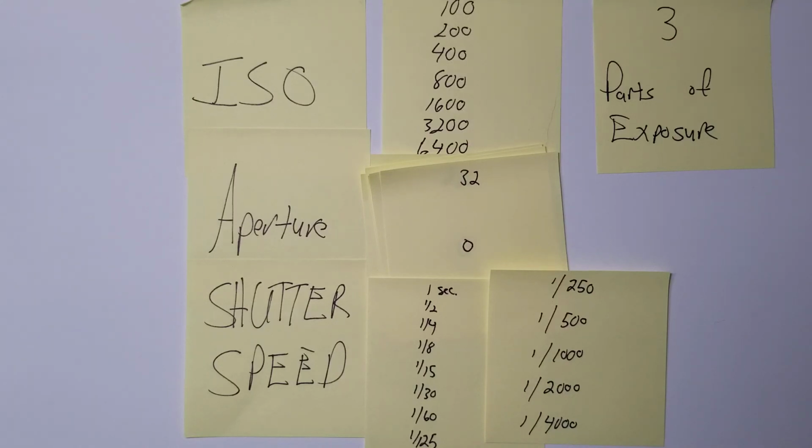All right? The thing to remember is that ISO determines sensor sensitivity, aperture determines how much light is traveling through the lens, and shutter speed determines how long that sensitive sensor is exposed to the amount of light that traveled through the lens. Step 1 in learning how exposure works.